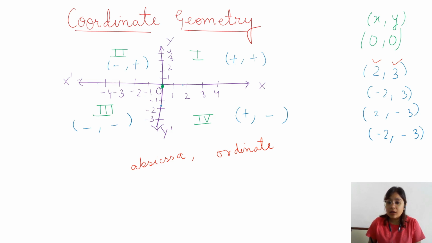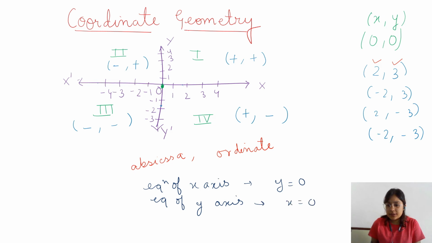The signs are clear. Now we will see what is the equation of x-axis. Suppose in the exam it comes like this: what is the equation of x-axis? Then it means that y is equal to 0. And if it is asked the equation of y-axis, it means that x is equal to 0. Suppose you have to write the points of the x-axis, so what will you write? And if we have to write the points for the y-axis, so what will be the points? We are talking about the y-axis.